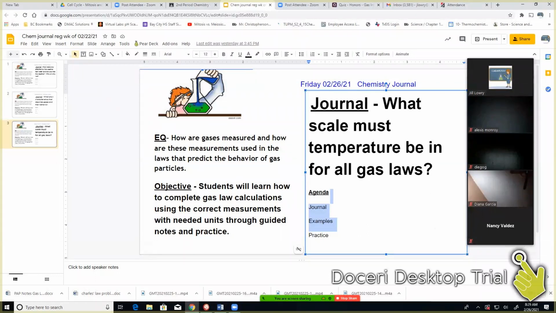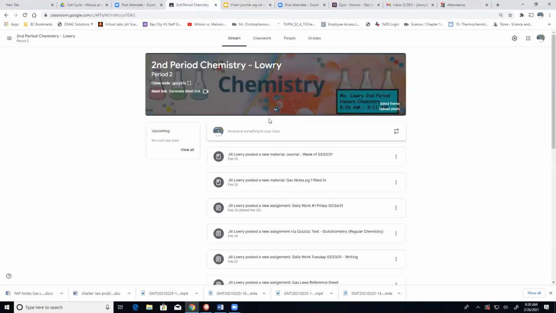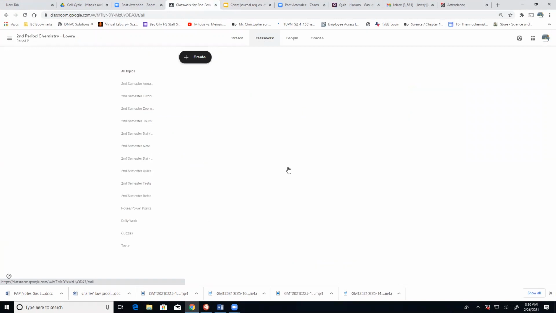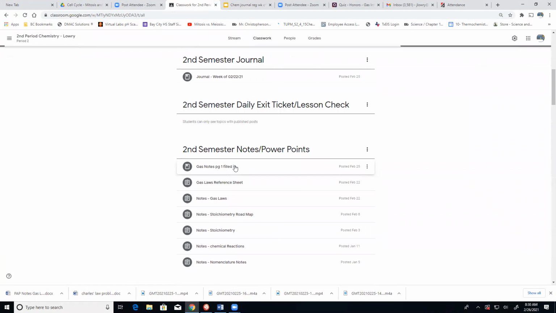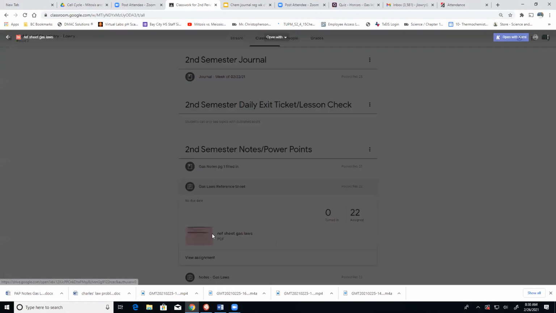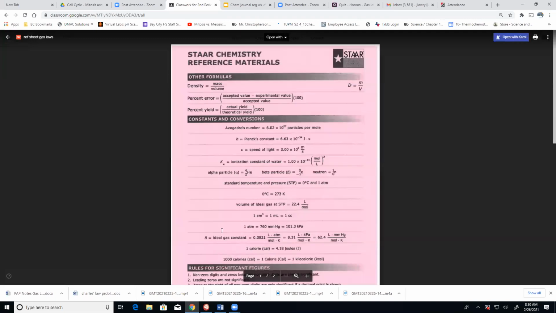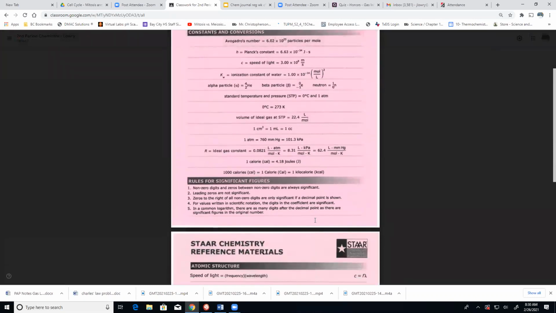All right. So if you'll take your pink sheet out. For my virtual students, the pink sheet is the reference sheet that we're going to use, and it's under here, under notes, gas laws reference sheet. We're not going to be using everything on here, but we will be using some things on each side.